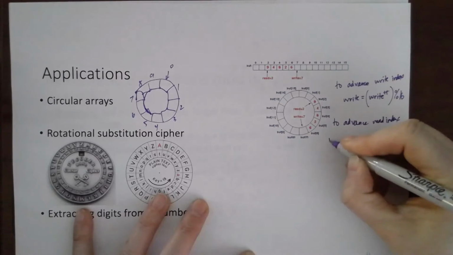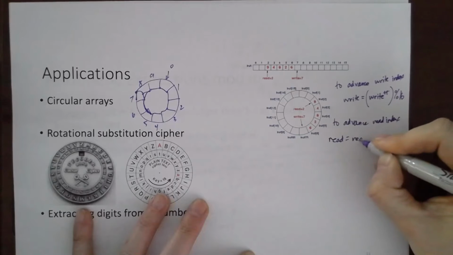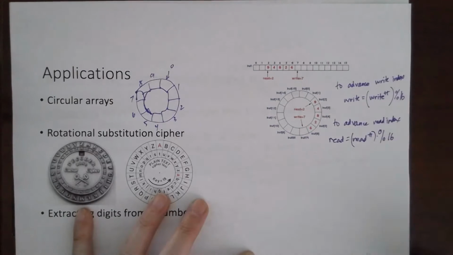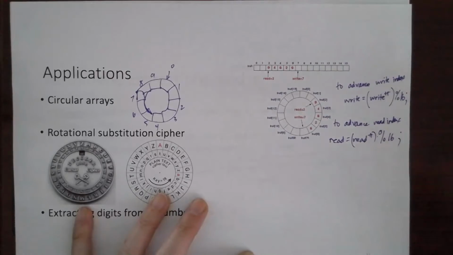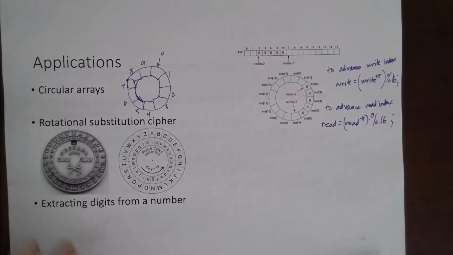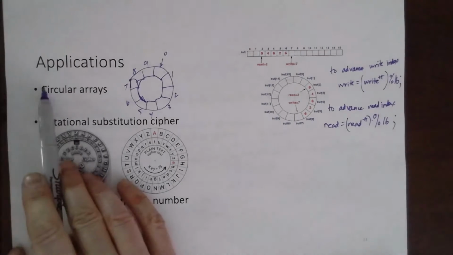You'll do the same thing, so you do read is read plus plus, and make sure that you do it mod 16. And this isn't Python, so I can put semicolons at the end. Okay. So same thing in a circular kind of array.